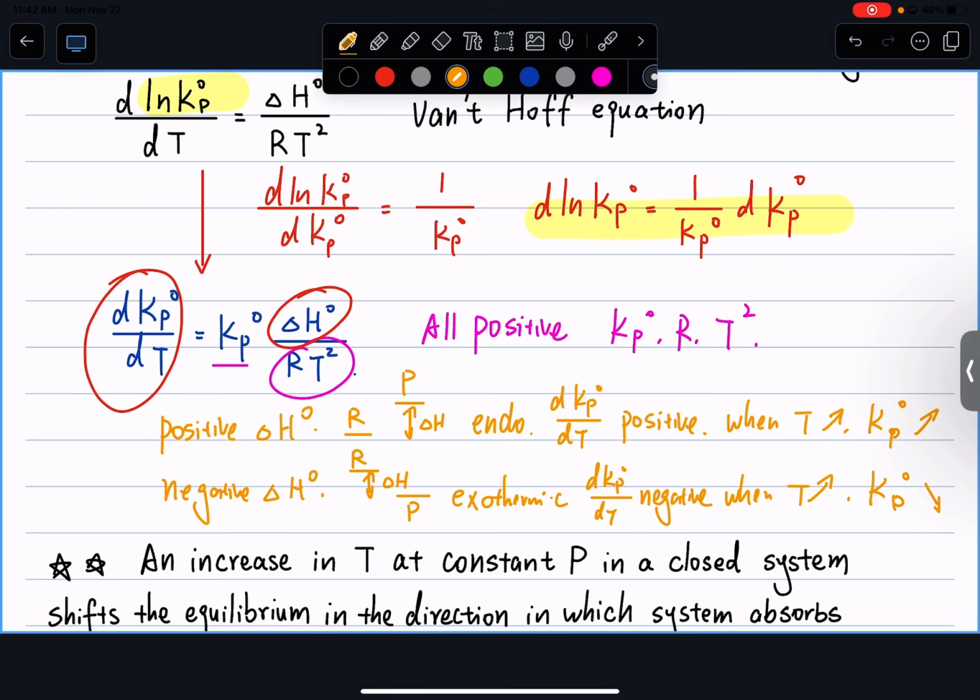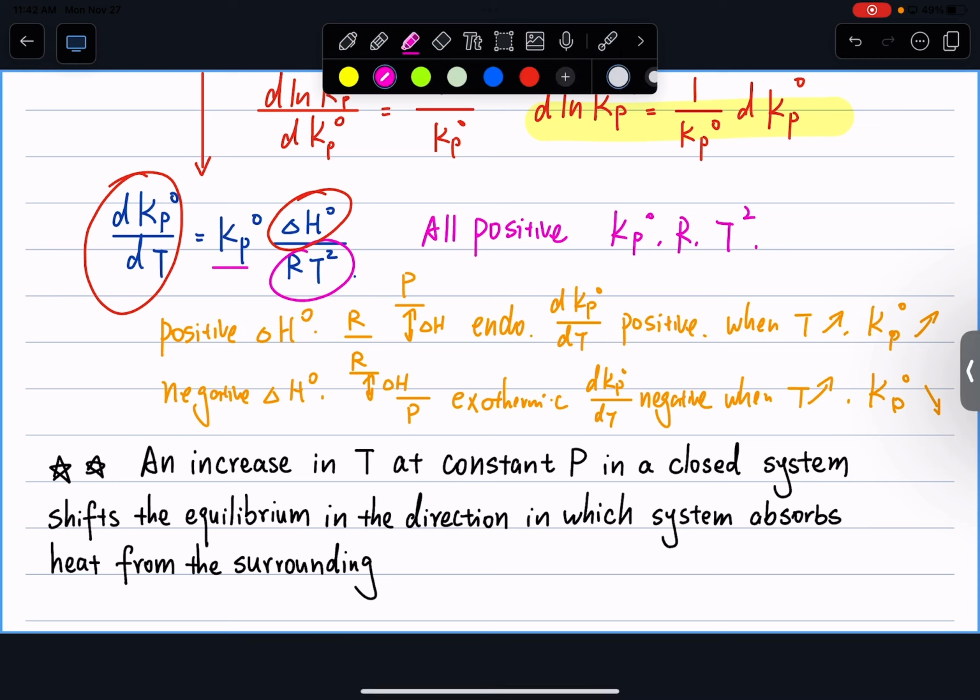All right. And that leads to a general conclusion. Now, we did all our derivation here using ideal gases, but this conclusion is generally true not only for ideal gas reactions, it's basically for any chemical reactions. An increase in temperature at constant P in a closed system. So we care about constant P because, at normal condition with the atmosphere in play, we are talking about constant pressure. Now, an increase in temperature at constant pressure in that closed system will shift the equilibrium in the direction in which the system absorbs heat from the surrounding.